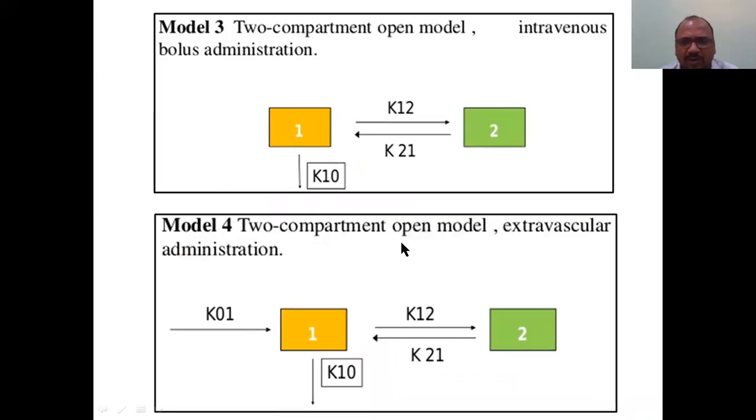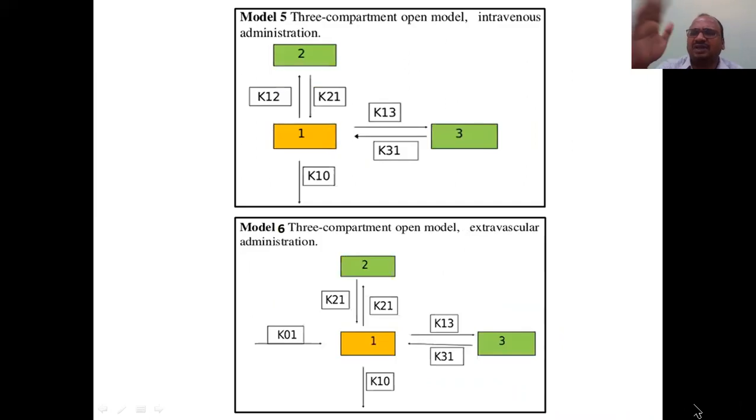See here, 2 compartment. Open model because elimination is there. Extravascular administration, because absorption is there. That's why it is an EV route, extravascular administration route. Very simple, very simple.